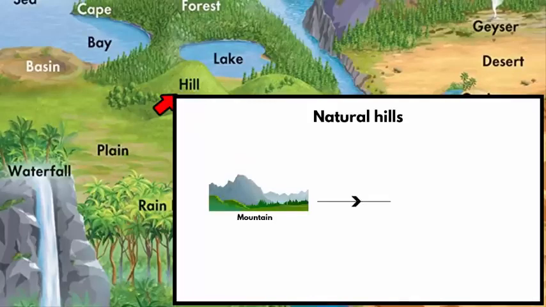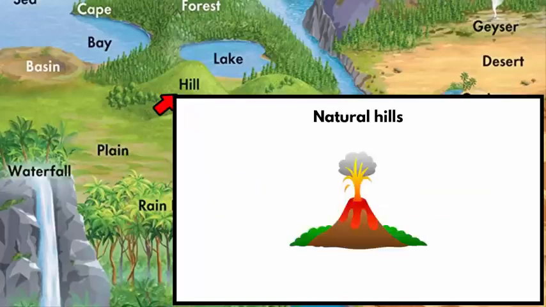Hills can be created by erosion. A mountain which is bigger than a hill, it can be worn down by erosion. What I'm trying to say is, hills may have once been mountains that were worn down by erosion over many thousands of years. Hills can also be formed due to volcanic eruption.